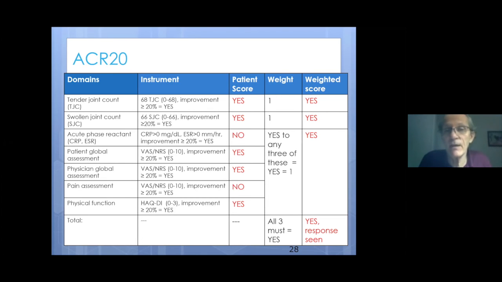In our patient example, they did achieve the tender joint count, they did achieve the swollen joint count, and they reached 3 of the 5 other assessments of the domains. And so we have a yes, yes, yes. The overall is a yes, and the ACR 20 was achieved.